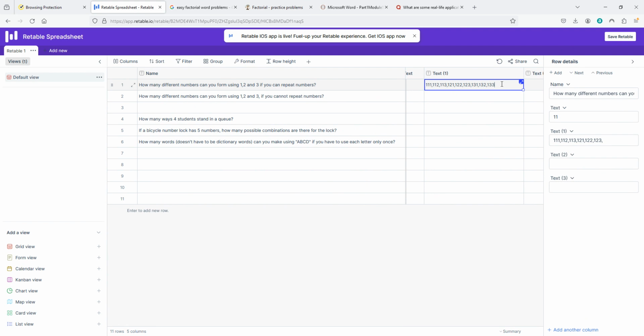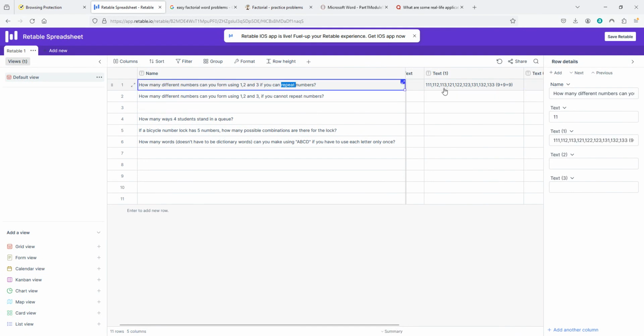Since there are 9 numbers that start with 1, there must be 9 numbers that start with 2 and 9 numbers that start with 3. So how many numbers do we have? We have 27 numbers. The keyword here was that you can repeat the numbers, which is why we could have 111 or 112. This was easy because we had only 3 numbers. We were able to count them and add them, and they end up at 27.